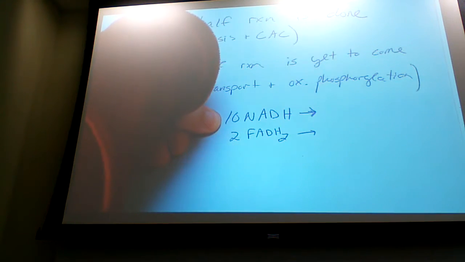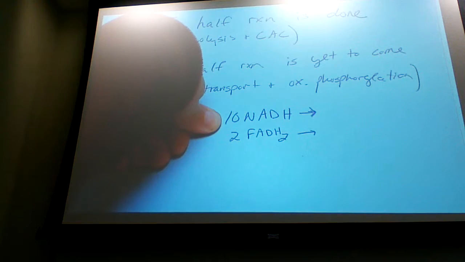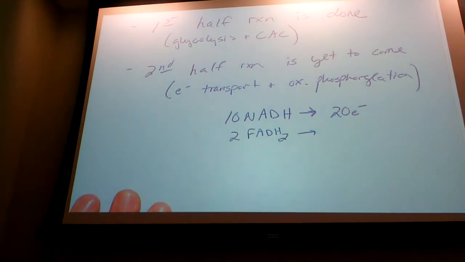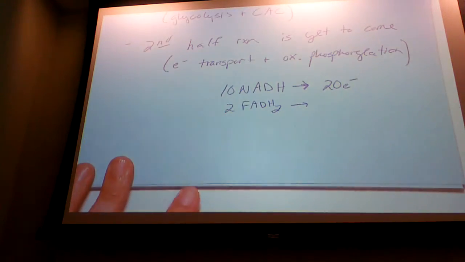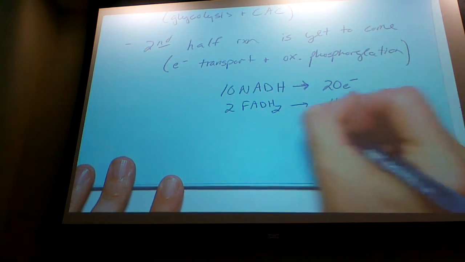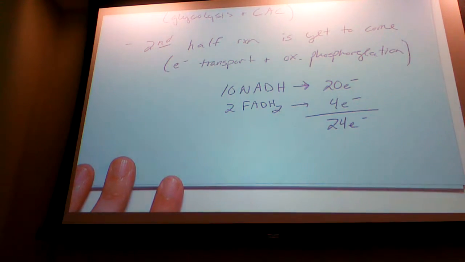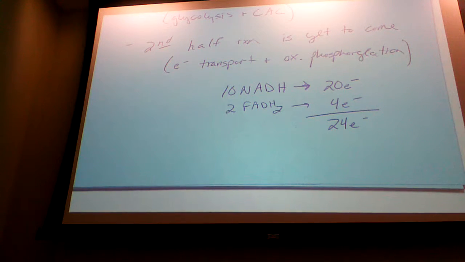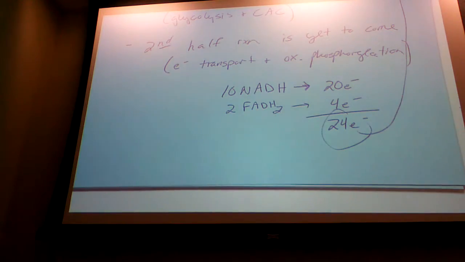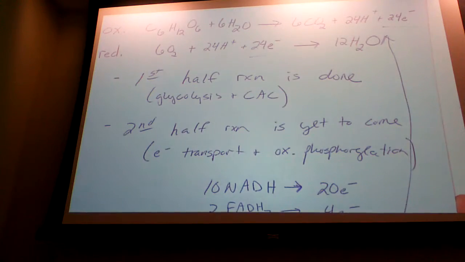When NAD is reduced to NADH, how many electrons does that take? 2, yeah. So there are 20 electrons here being carried by NAD. And then FADH2 is the same thing, 2 per molecule, so that's 4 electrons. So there are my 24 electrons. They're all tucked into these electron carriers right now. There it is. Back up there, 24 electrons.